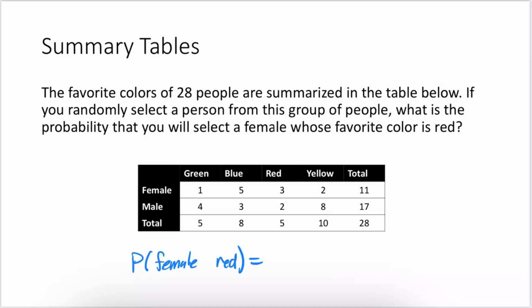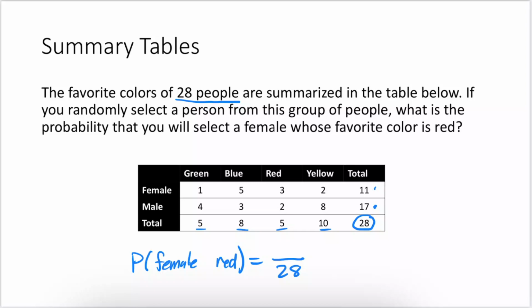And so first of all, we need to say, well, how many possible outcomes are there? Well, there's 28 people in this group because that's what the problem told me. Or I can also see that I have a total of 28 here. By the way, these totals here mean that there's 11 females total and 17 males total. And these totals represent the total number of people whose favorite colors are green, blue, red, yellow, etc. So anyway, we have 28 people total.